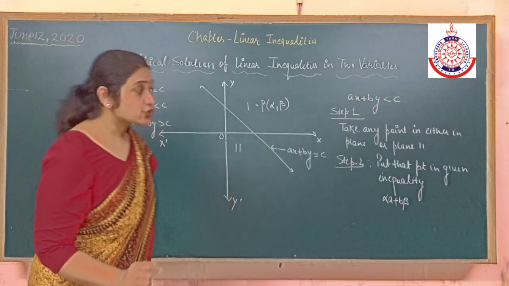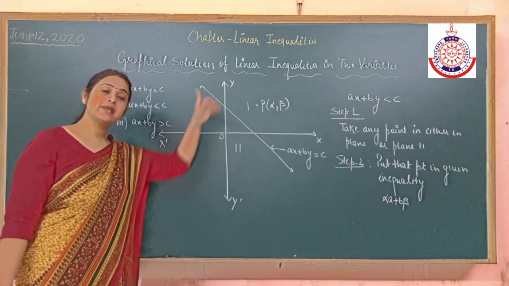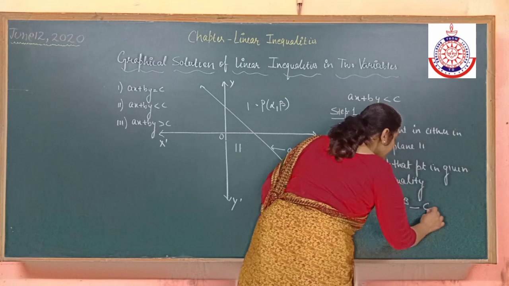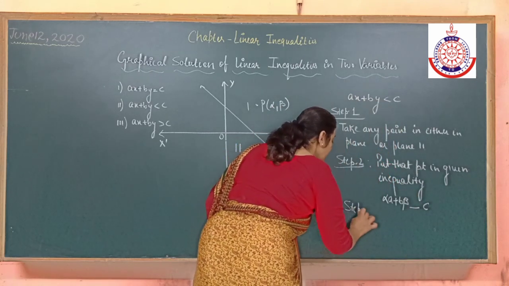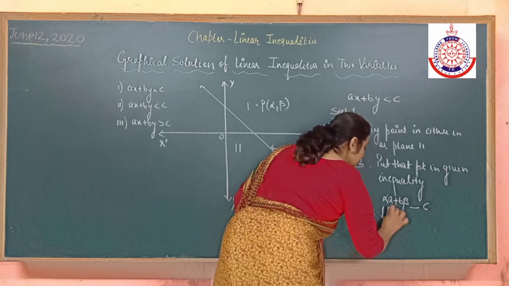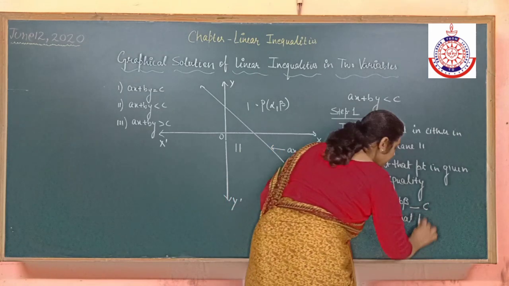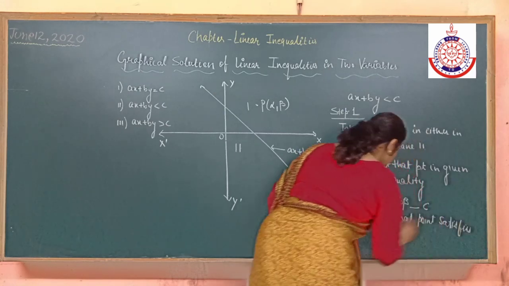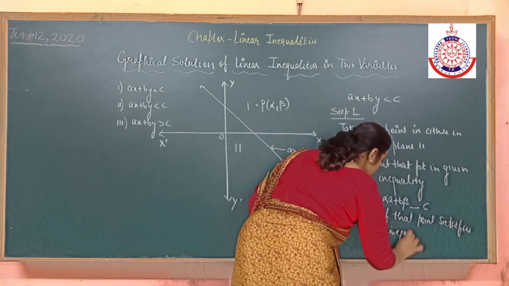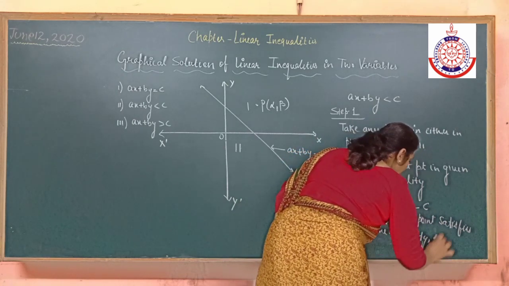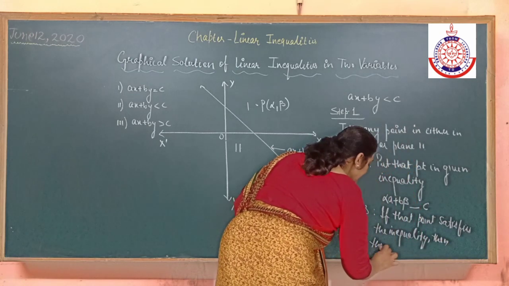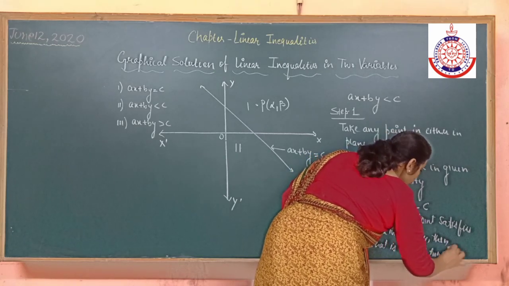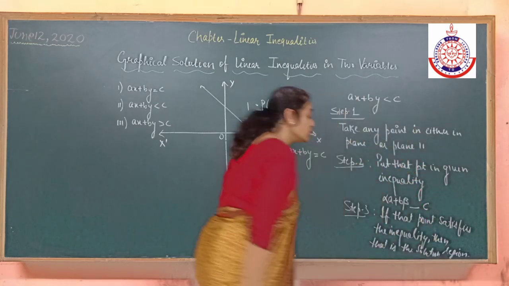Understood? Pick up any point in either of the planes, then put that point in the inequality. Step 3, if that point satisfies the inequality, then that is the solution area, the solution region.